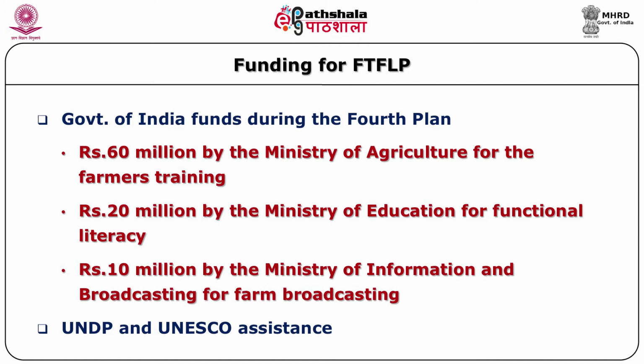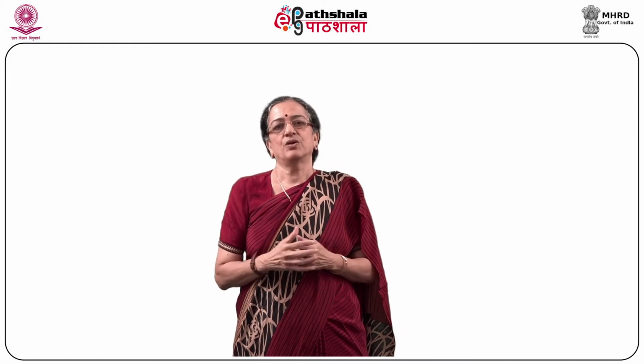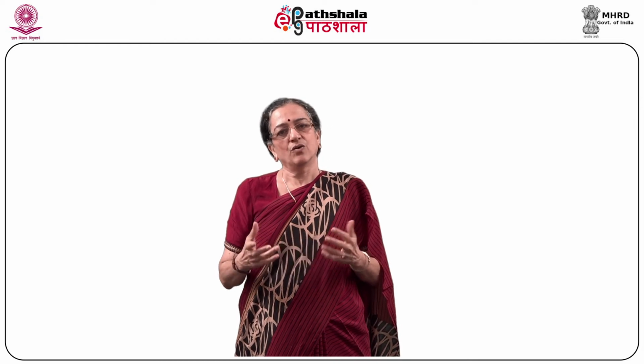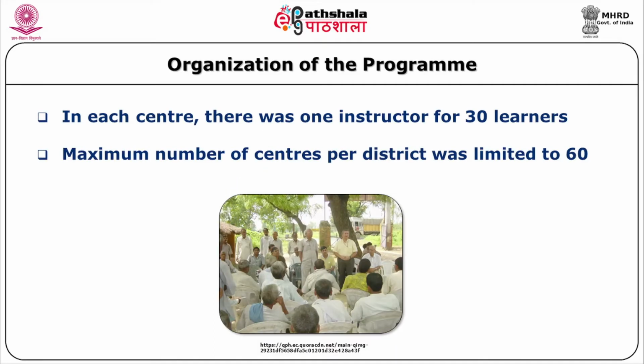Along with this was UNDP and UNESCO assistance. Such a large-scale program like the farmers' training and functional literacy program needed a very well thought out administration and organizational structure. It could not be implemented without a good organizational structure in all the implementation districts. In each state, the HYP program was in three districts. Let us look at the organizational structure of this program.